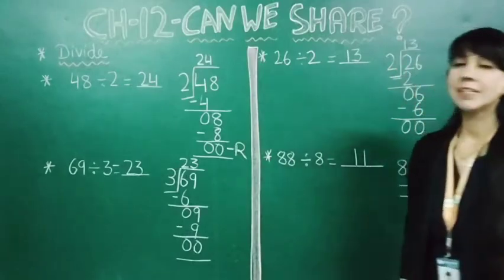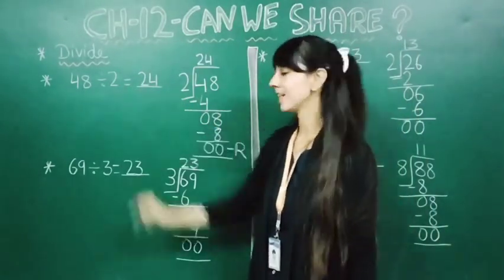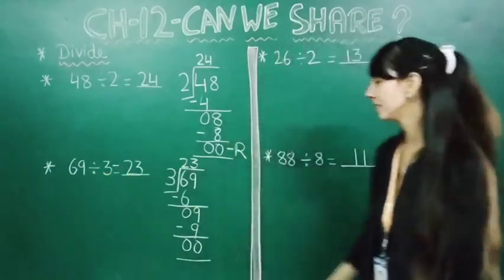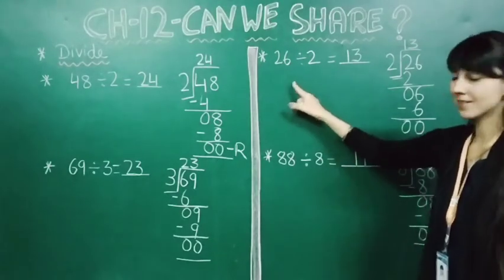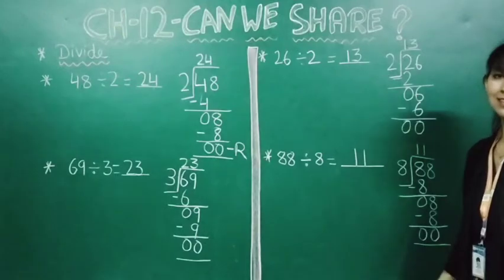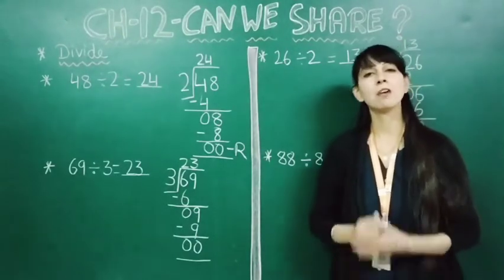Yes. Now see, 24 2s are 48. You got? Yes. 23 3s are 69. You can see. 13 2s are 26. 11 8s are 88. Like this you have to do, yes, with the help of tables.